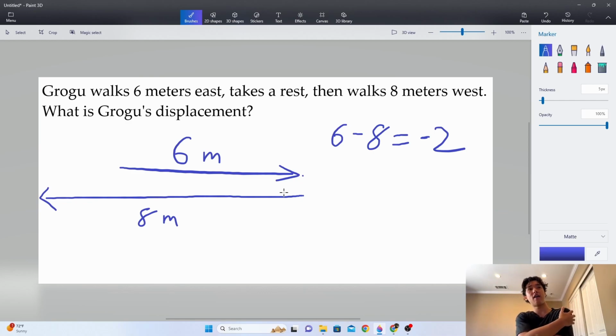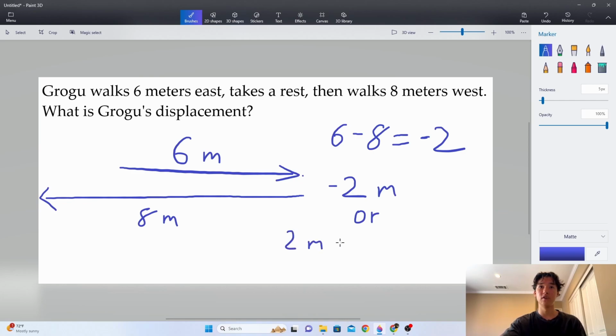So our displacement in this problem is literally just 2 meters to the west. We can either write the answer as, well, the total displacement is just negative 2 meters, or 2 meters west.